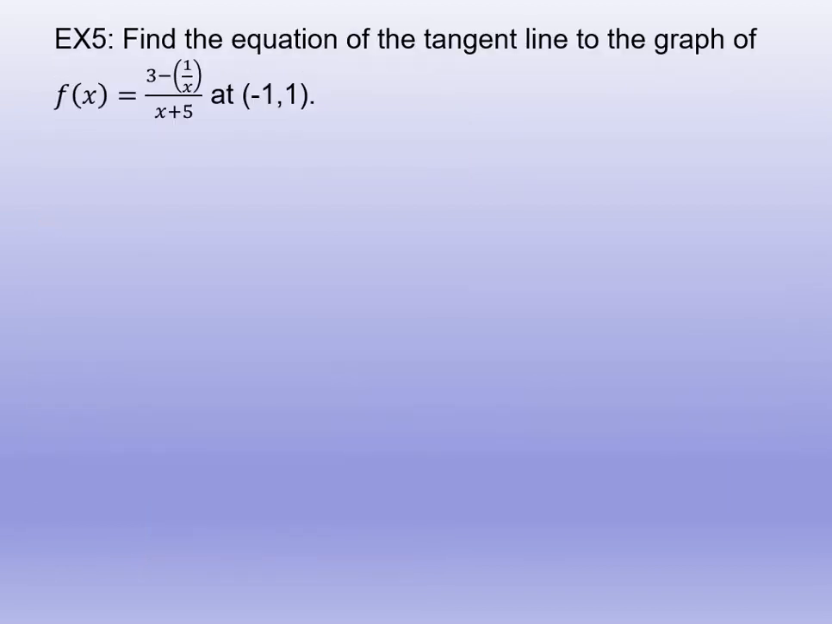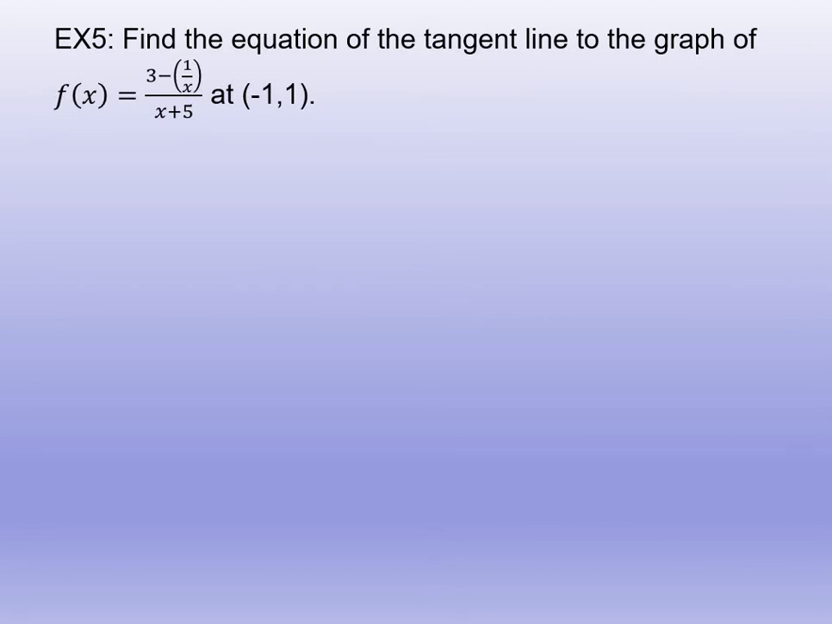We want to find the equation of the tangent line to the graph of f of x equals 3 minus 1 over x, divided by x plus 5, at the point negative 1, 1. Okay, so what we must do to find the tangent line is we have to find the slope first, then we have to evaluate the slope, and then we have to use point slope. So there's 3 steps that we have to do there. We're going to find the slope of the equation, we're going to evaluate the slope at the given point, and then we're going to use point slope to find the equation of the tangent line.